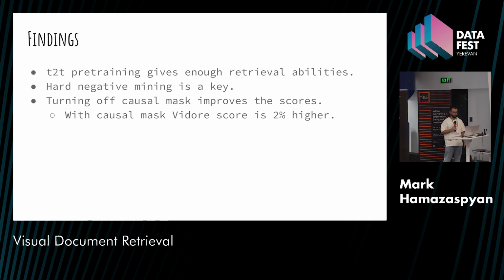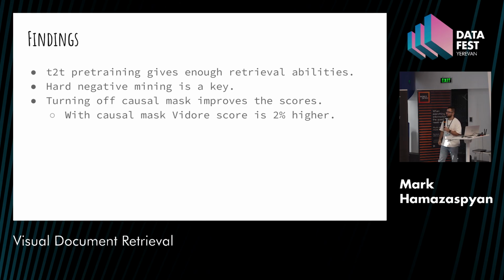Let me talk about the findings that I haven't mentioned so far. We understood that text-to-text pre-training gives enough retrieval ability for transferring to other modalities, meaning that the learning part is mainly converting text retrieval to other modality retrieval, not the retrieval task itself.